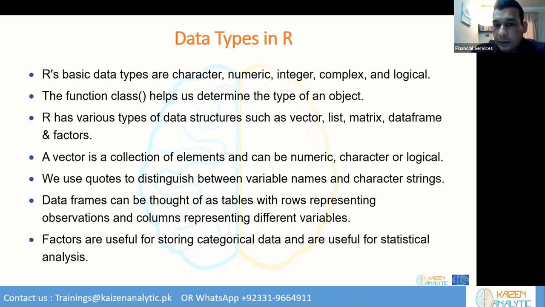Then R has various types of data structures, such as vectors, lists, matrices, data frames, and factors. And a vector is a collection of elements, and it can be numeric, character, or logical. We can use quotes to distinguish between a variable name and a character. And data frames, you can think of data frames like a spreadsheet having tables with rows representing observations and columns representing different variables. And factors are useful for storing categorical data, such as male, female, high, low, medium, and are useful for different statistical analysis.